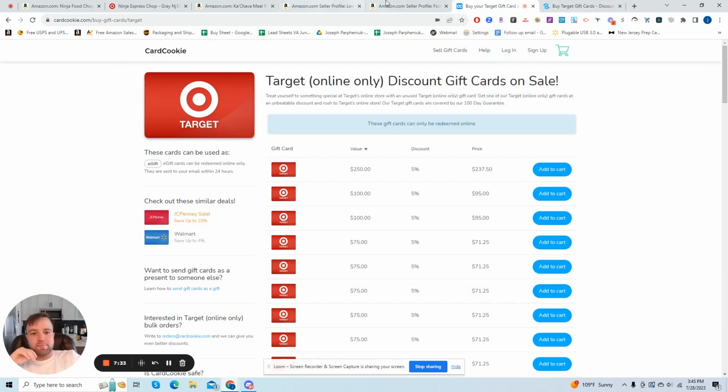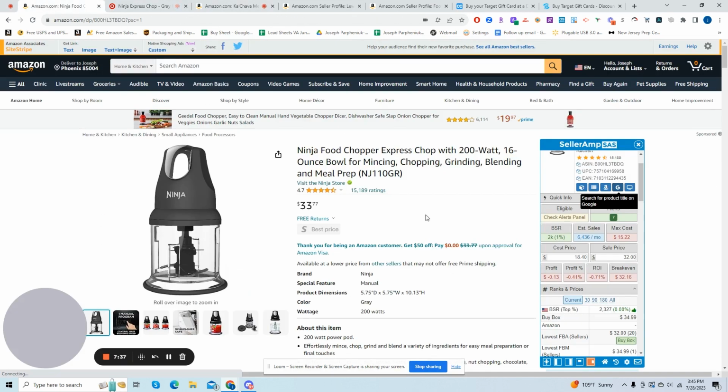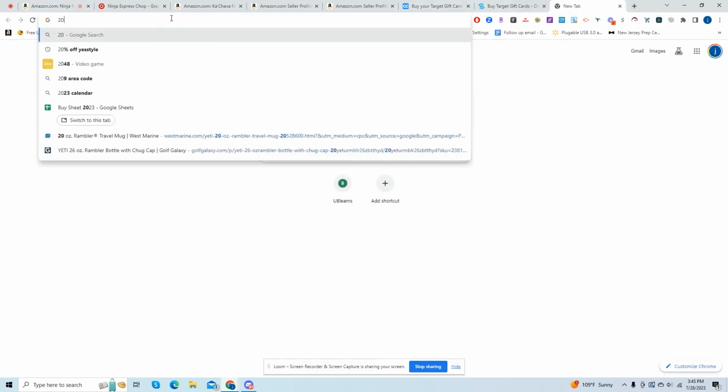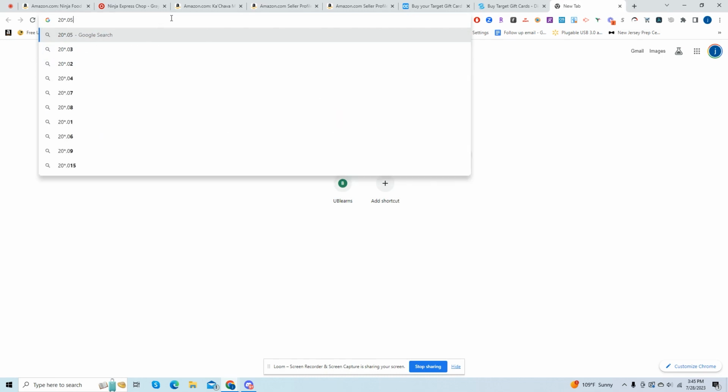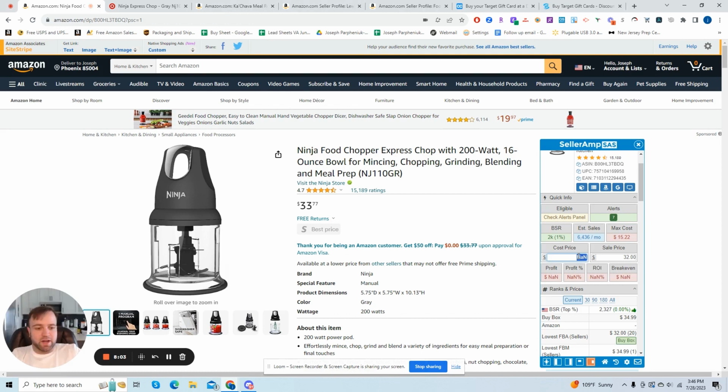So we take that 5%. You can use Seller Assistant as a calculator. So 20 times 0.05. Looks like I typed that in wrong. Why is that not working? 20 times point. That gets us $1 off. So now we're at 19.